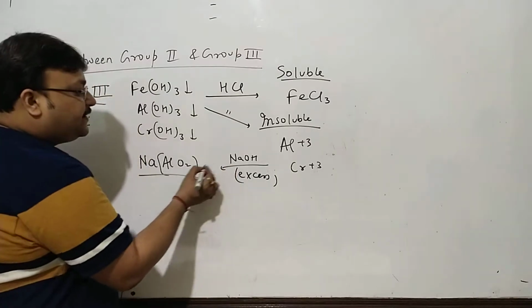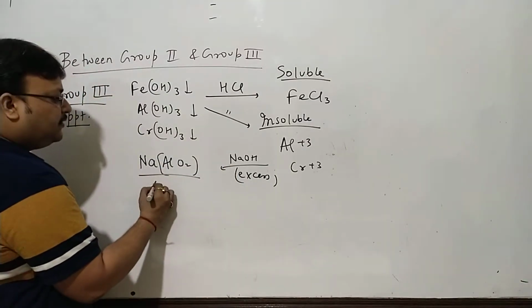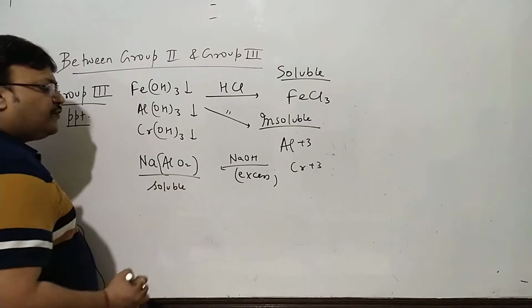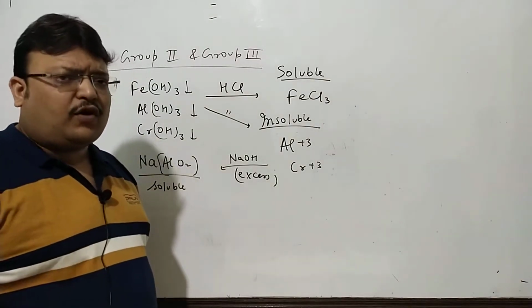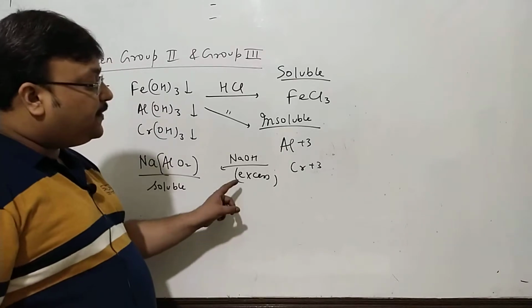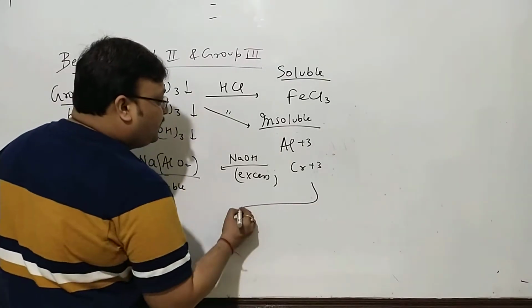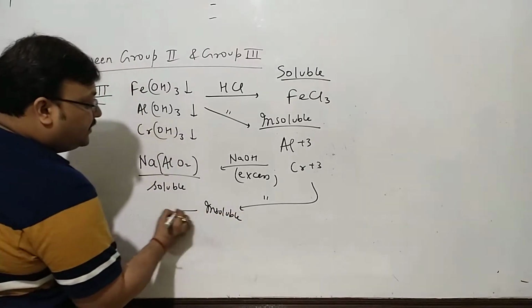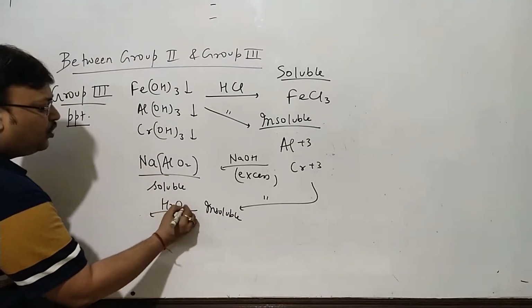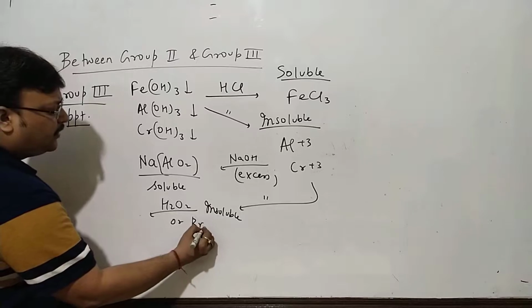Now, if it dissolves in excess of NaOH, soluble, you can do the confirmatory test of aluminium. Although for aluminium, the confirmatory test is a dry test. We'll talk about it at some point of time. If it does not dissolve in excess NaOH, and this is important, then you add H2O2 or you add bromine water.